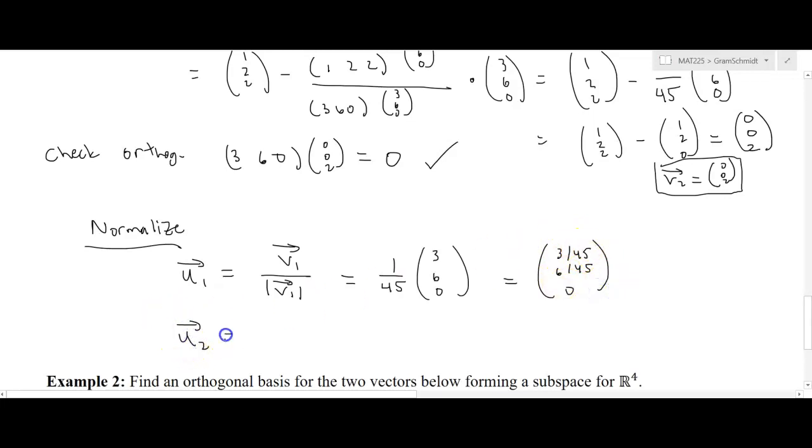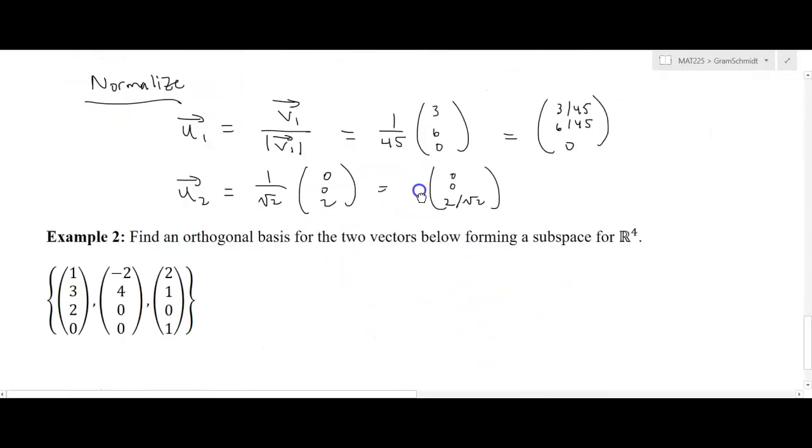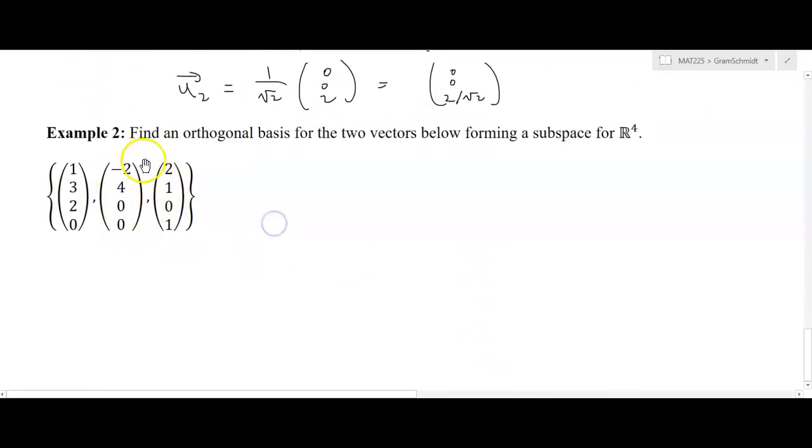And u2, if we take the second vector, its length is the square root of 2, so if we take 1 over the square root of 2 times the v2 vector, we'll get 0, 0, 2 over the square root of 2. Of course, you see this process can become pretty tedious for large vectors like we have here. So in this case, we would repeat the same thing. You pick your starting vector. There's not a unique process.